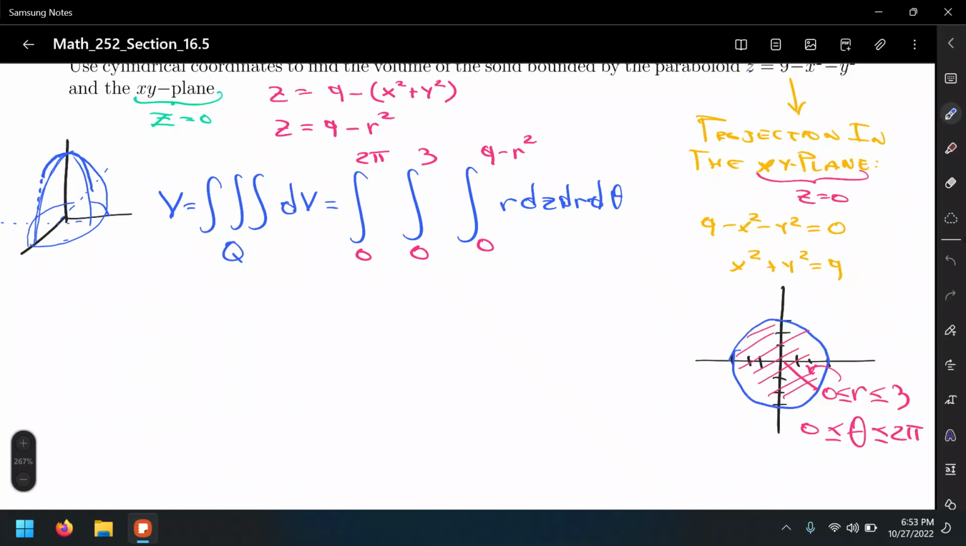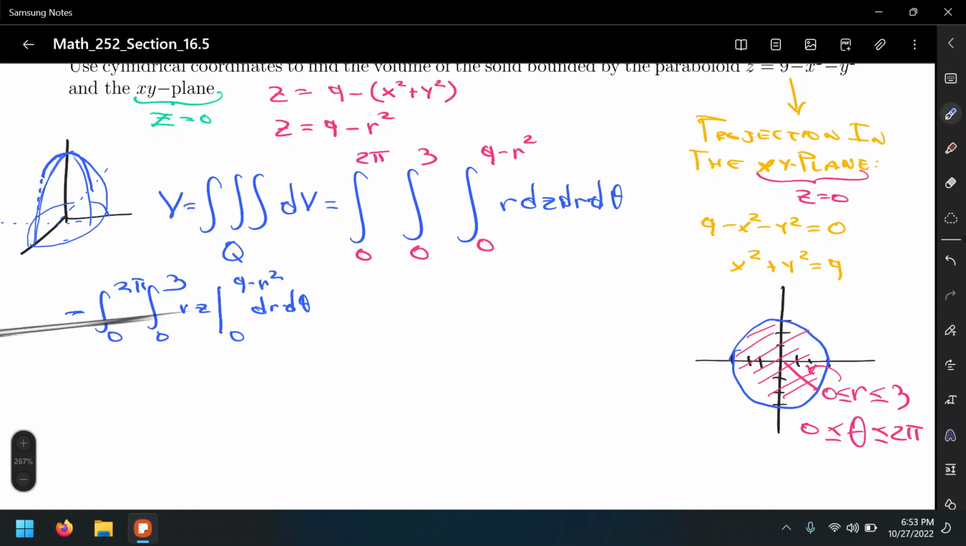Okay, so integrating with respect to z, that's the first variable we integrate with respect to. So we have the integral from 0 to 2 pi, the integral from 0 to 3, and the integral of r with respect to z, that's going to give us r z evaluated from 0 to 9 minus r squared, dr d theta.